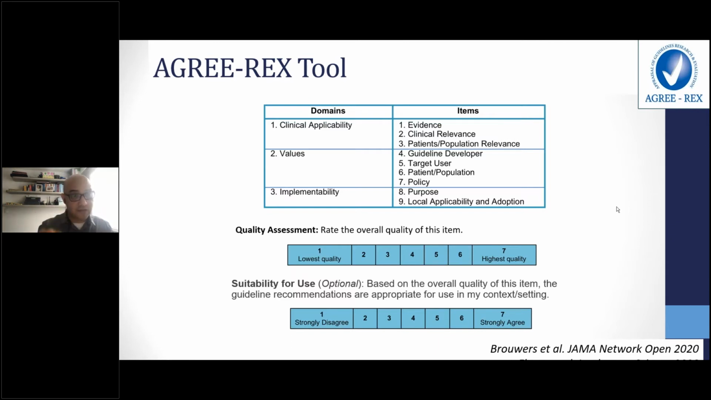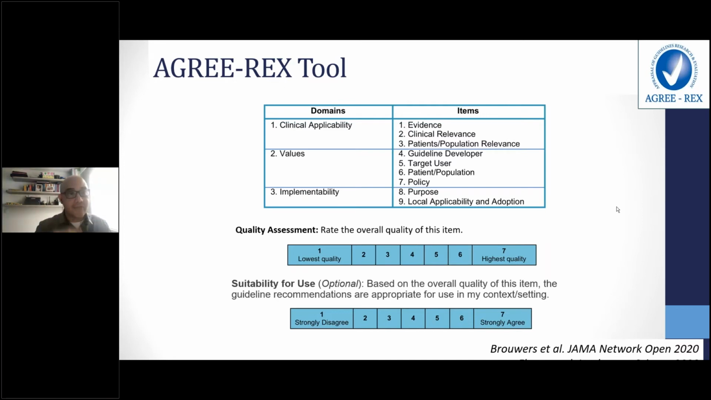And in the case of implementability, we discuss the purpose of the guideline, if it's clear enough, and the concept of local applicability and how costs were considered. It goes from 1 to 7, and the scoring is very similar to the AGREE II tool. So it's 9 items, and we get 3 domains, 3 scores, 1 per domain.